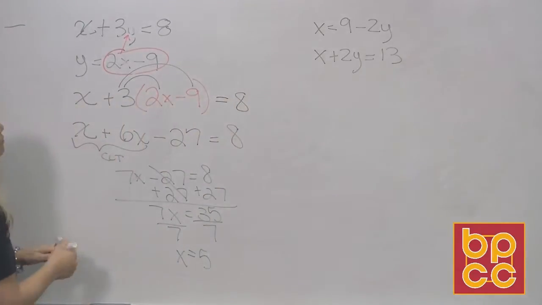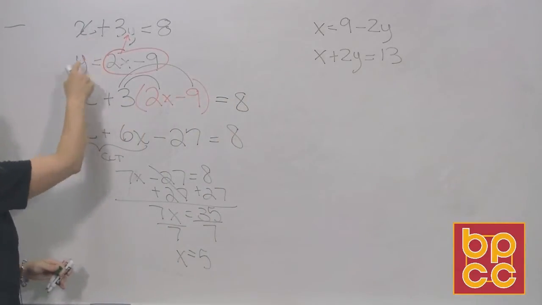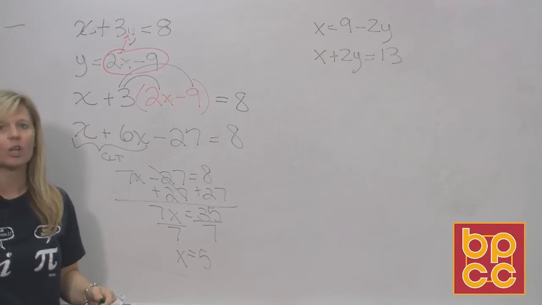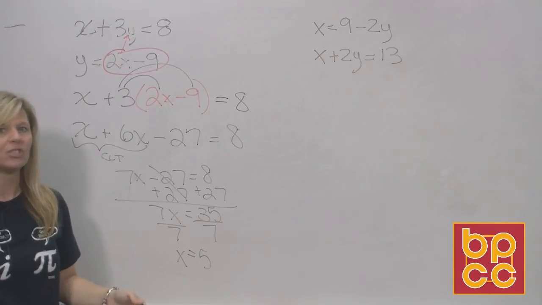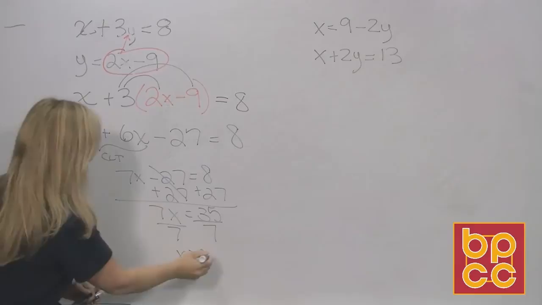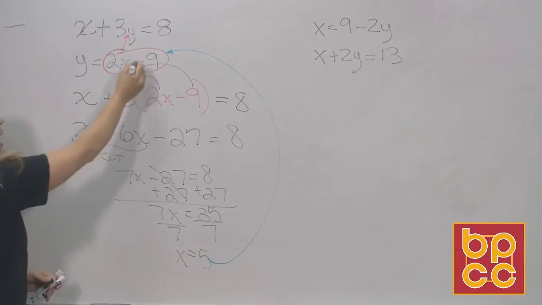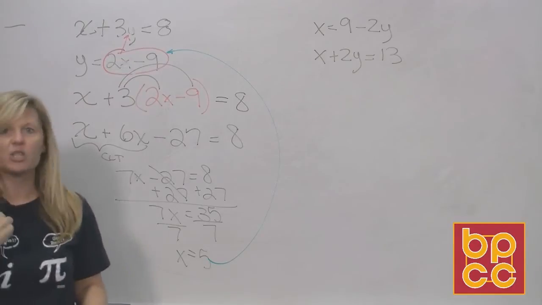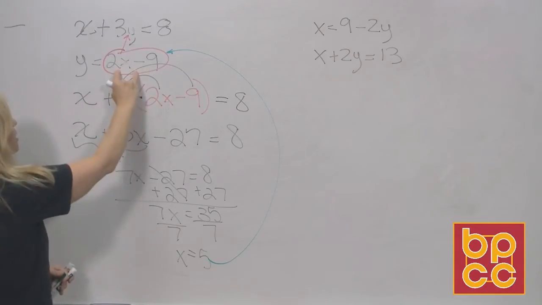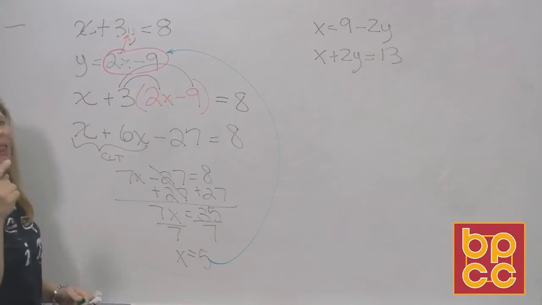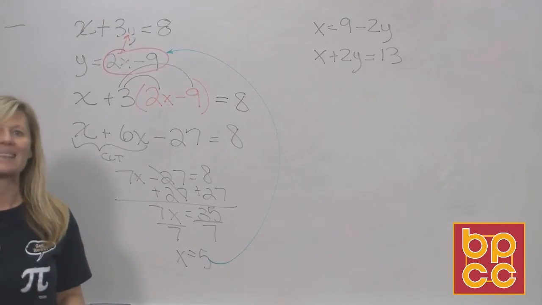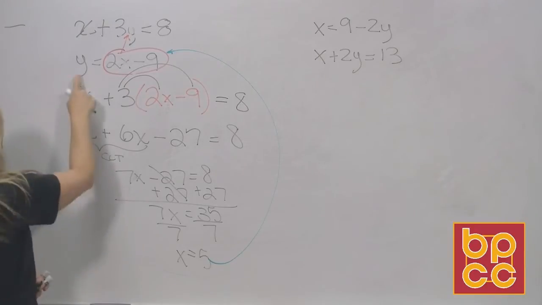What's the most efficient way to do this? If you look, it doesn't matter which of these equations you use to get the y value, but which one would be easier? Very good. It would be the one that I already have circled. So that's why I always circle it. It does a visual for me. It reminds me that this is what I'm substituting in, and it also reminds me where to go back and get the other solution.